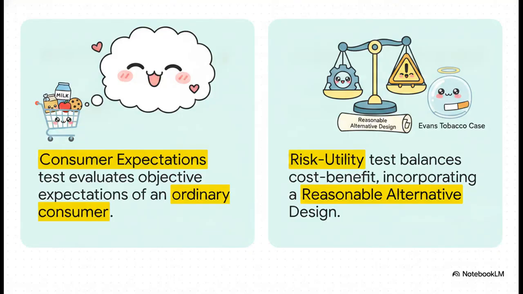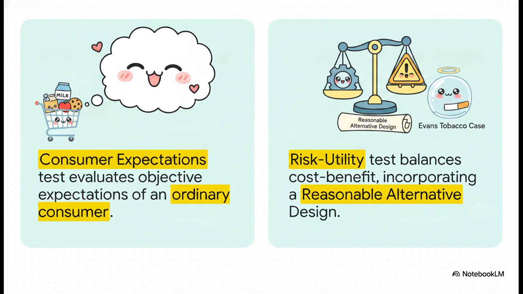But how do courts actually measure if a design is unreasonably dangerous? Well, they generally use two main tests. The older Restatement Second favored the consumer expectations test, which just asks, did the product fail to perform as safely as an ordinary consumer would objectively expect? Pretty straightforward. But the modern Restatement Third approach uses the risk-utility test.